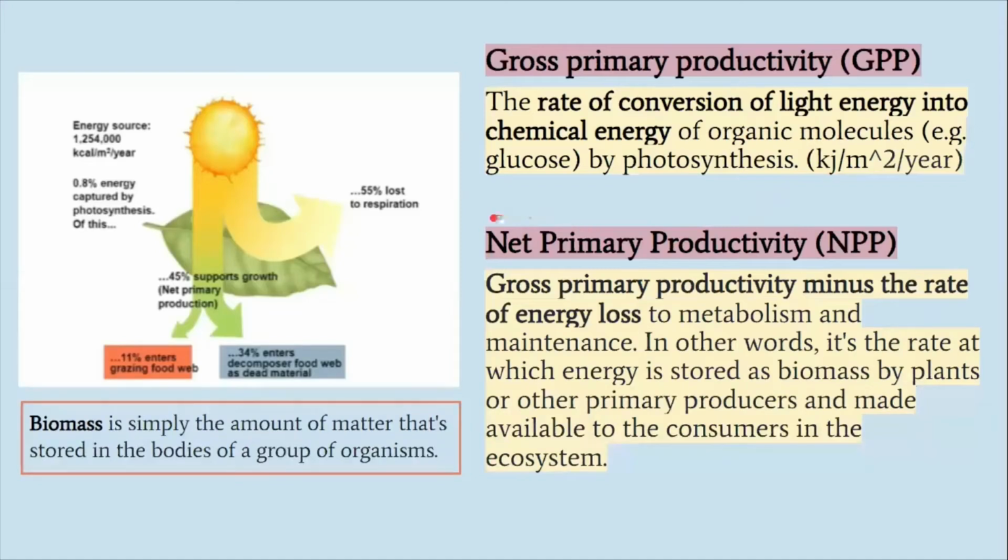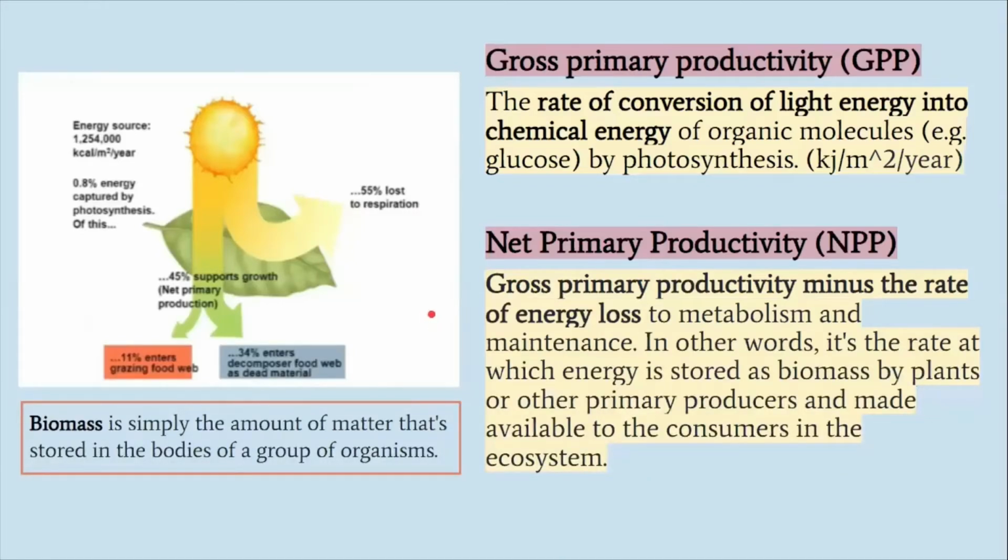Producers such as plants use some of this energy for metabolism or cellular respiration and some for growth and building tissue. The second one is net primary productivity, also known as NPP. NPP means gross primary productivity minus the rate of energy loss to metabolism and maintenance. In other words, it's the rate at which energy is stored as biomass by plants or other primary producers and made available to the consumers in the ecosystem.